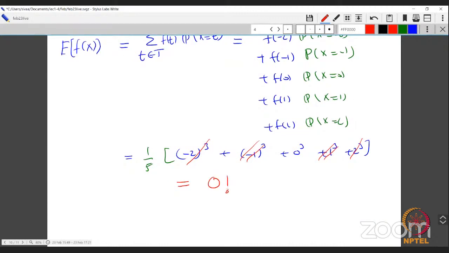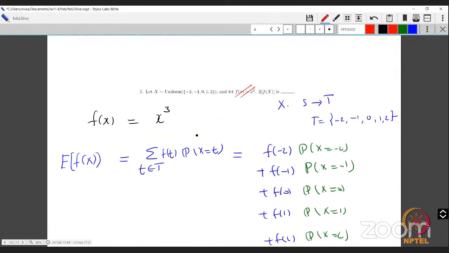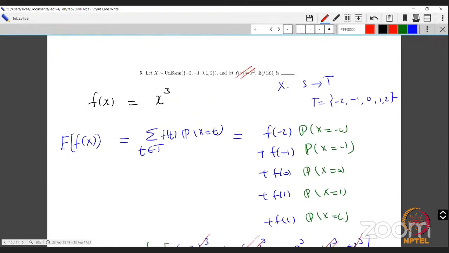Similarly, the assignment asks for f of x squared. You just do x squared. Instead of x cubed, just square the things and do the same thing. Very nice.